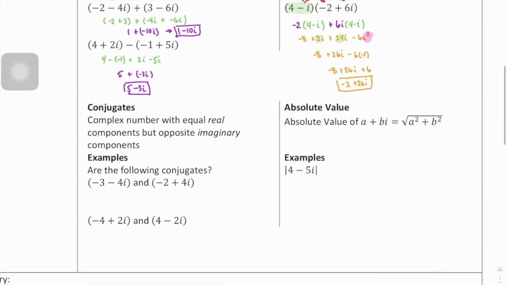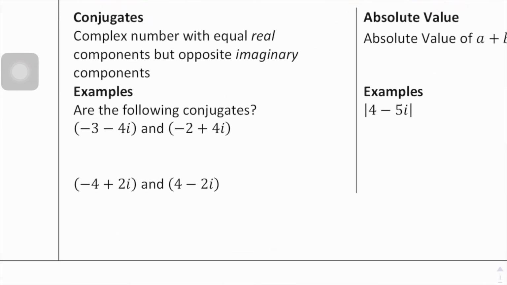Next thing you should be aware of would be conjugates. Conjugates are kind of like an opposite for a complex number. How do you identify a complex number's conjugate? They have the same real components, so equal real components, but opposite imaginary components. So I take a look at these real components here. Oh, they're not even the same. So in this first example, they're not conjugates, although the imaginary parts are opposites.